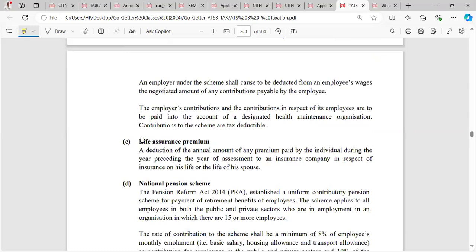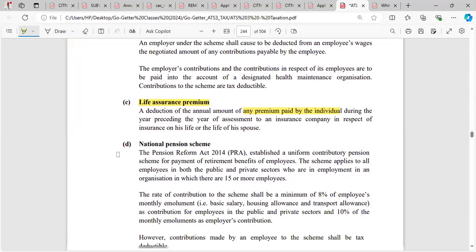Now we have what they call life assurance premium. A deduction of the annual amount of any premium paid by the individual during the year preceding the year of assessment to an insurance company in respect of insurance on his life or the life of his spouse. So if there is a life insurance paid last year, say 2023, you paid maybe 100,000. Now when they are doing your 2024 tax computation, that life assurance premium will be deducted.